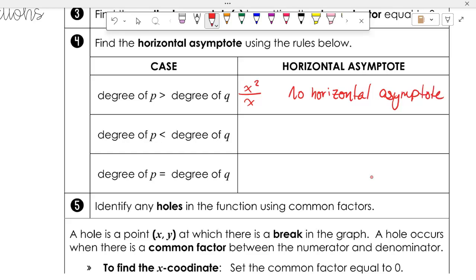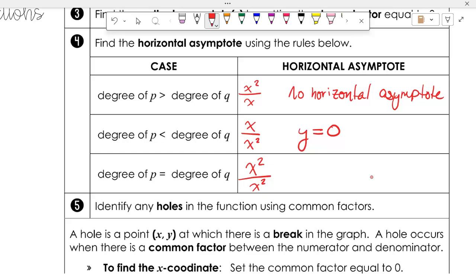Now, if the degree of P is less than the degree of Q, meaning my numerator is smaller than my denominator, so the opposite here, if the denominator is larger, that's going to get you an asymptote at y equals 0. For the degree of P being equal to the degree of Q, meaning that if I have like x squared over x squared, those are equal.